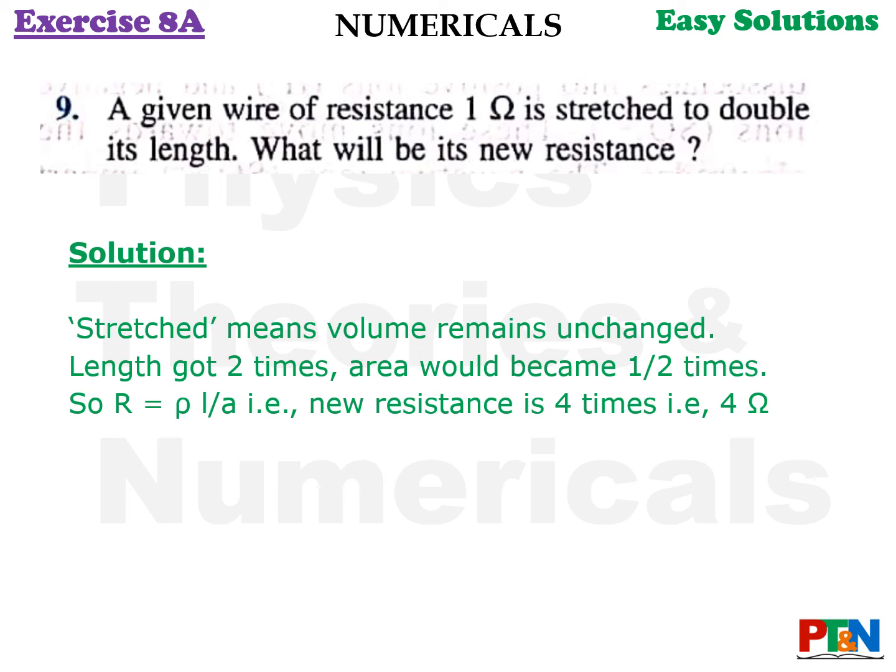That means if length has become two times, the area will become half, because length into area will give you the volume. So if length has become double, area must have become half. So new resistance will be rho L by A, L becoming 2L and A becoming A by 2. So new resistance will be 4 times, that is 4 ohm.